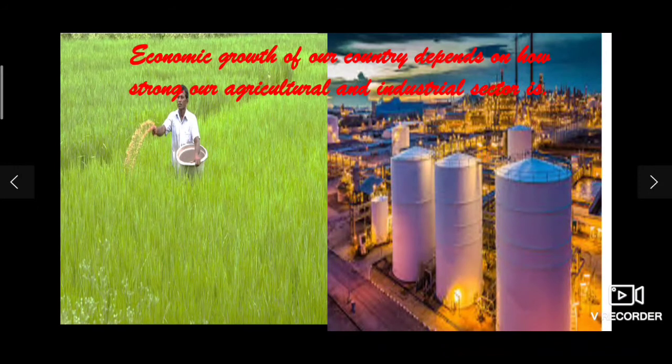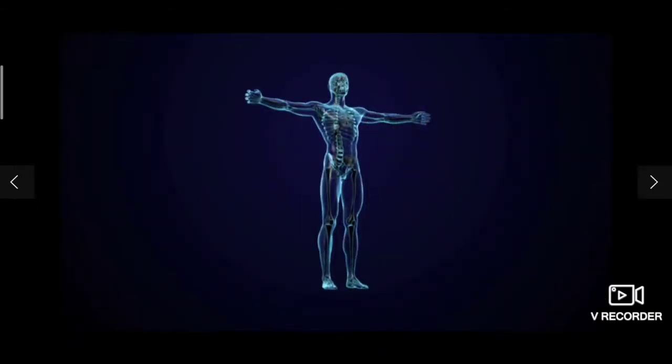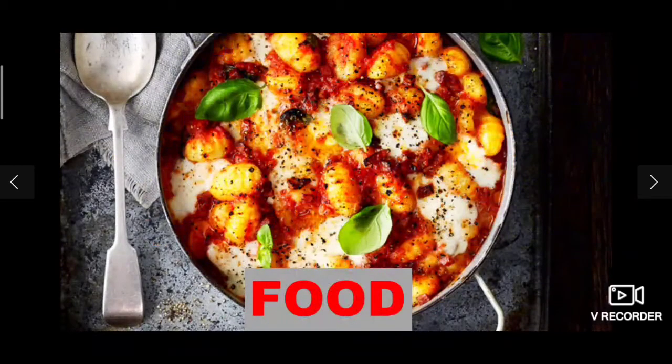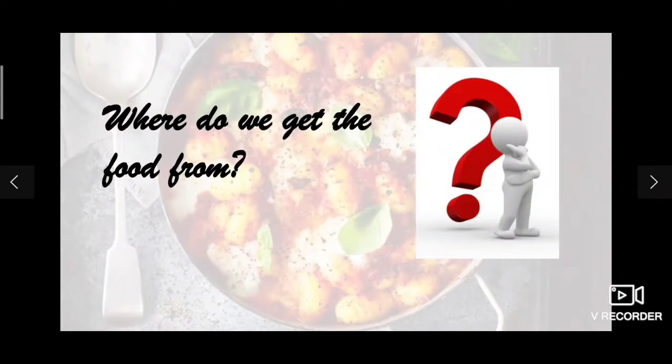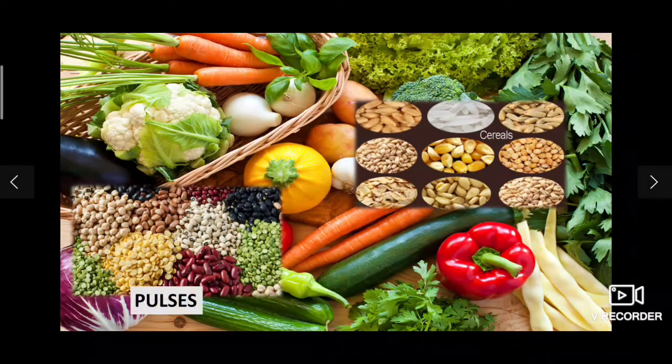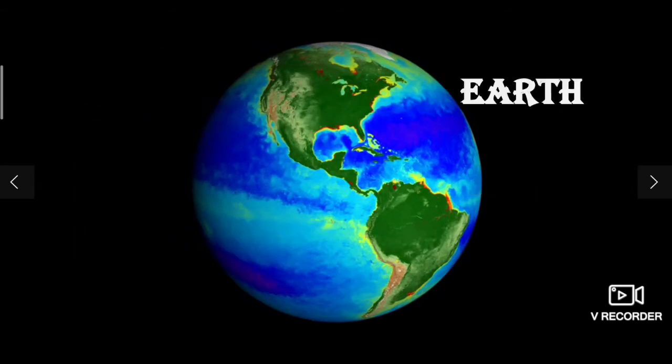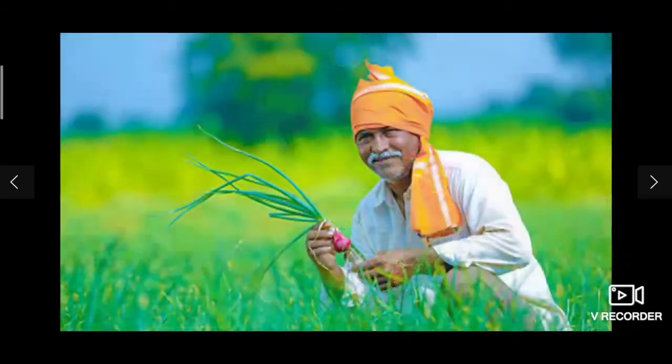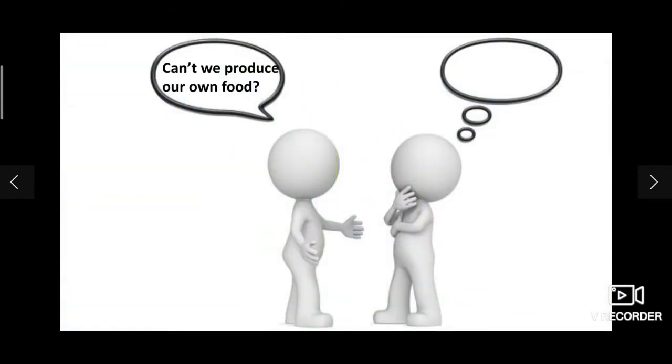Let's start with agriculture. What fuel does our body require to carry out its day-to-day functions? Food. That's right. And from where do we get the food from? The vegetables, cereals, pulses on our plate come from somewhere. Where do they come from? Did you say from earth? And who grows? Farmer.